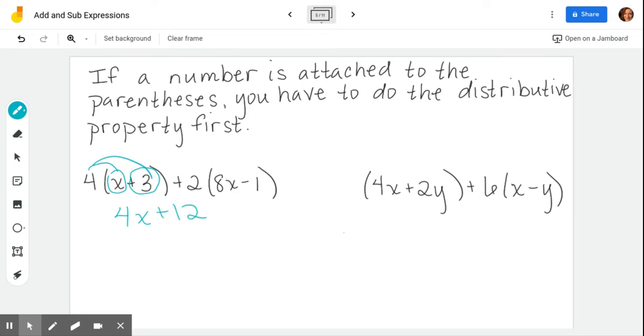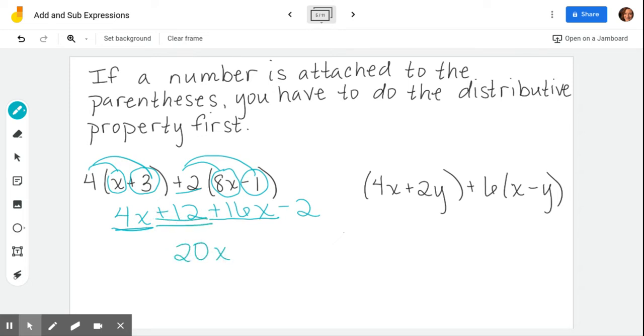Same thing over here. I've got a positive 2 for my mailman. Inside this neighborhood, I have an 8x and a minus 1. So he's going to distribute mail to each house inside that neighborhood. Positive 2 times 8x is positive 16x. Positive 2 times negative 1 is a negative or a minus 2. Then you need to simplify. Put your like terms together. 4x can go with positive 16x, and that gives us 20x.